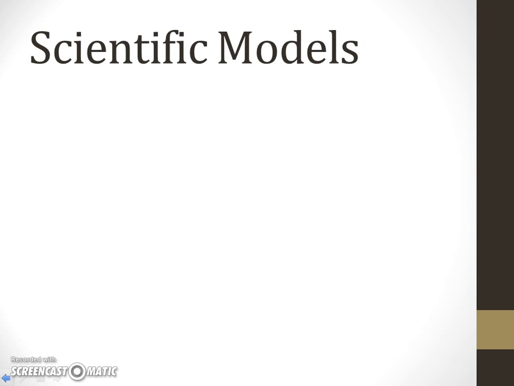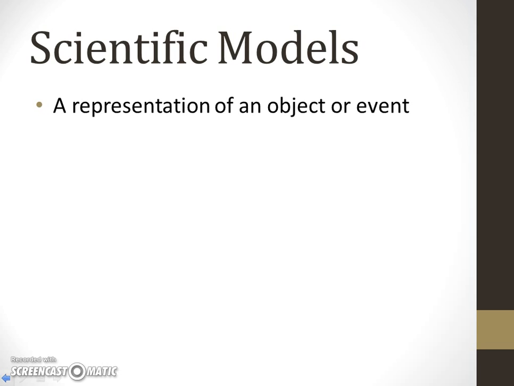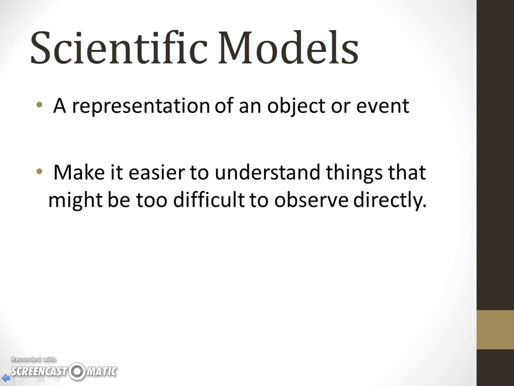Some other things that you need to know for this chapter: scientific models. Those are representations of objects or events that we can't clearly see on our own. It makes it easier for us to understand things. For example, in my classroom on one of my walls, I have an image painted of the solar system. The solar system is not something that we can see with the naked eye. It's much too vast. But by looking at that painted picture, we can get some kind of a semblance of the shapes and sizes of all of the planets in our solar system.